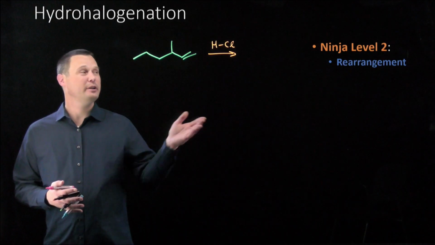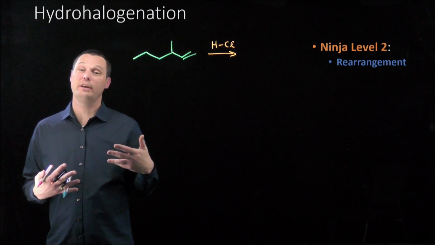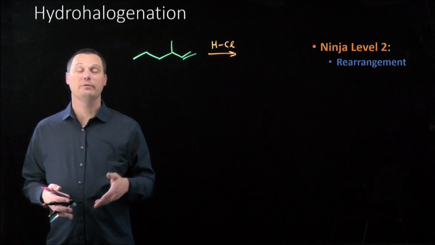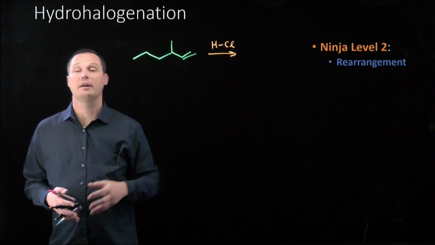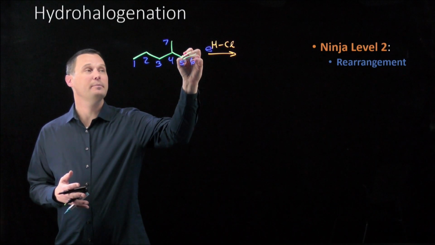Our second ninja level introduces the dreaded rearrangement. Rearrangement is so common in this reaction that it only garners a ninja level 2 rating. Pause the video first, see if you can come up with the mechanism and the product for this hydrohalogenation. It's still a hydrohalogenation, so the first step will still be the same. The pi bond will break.